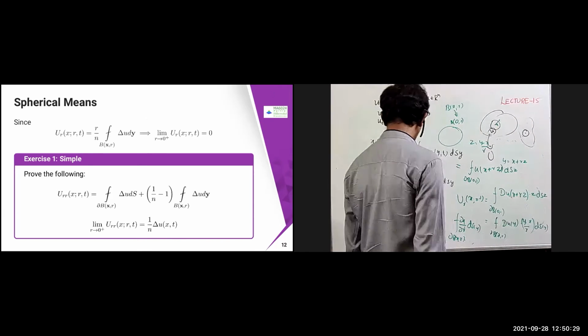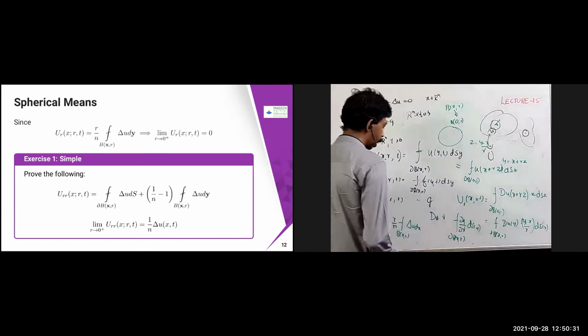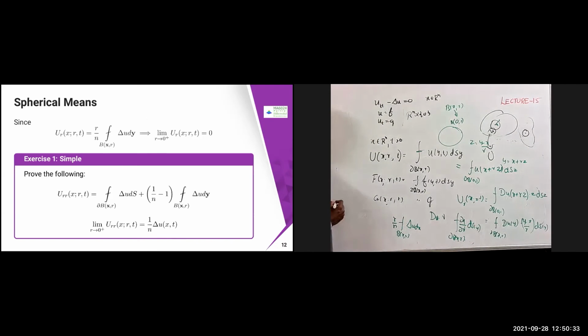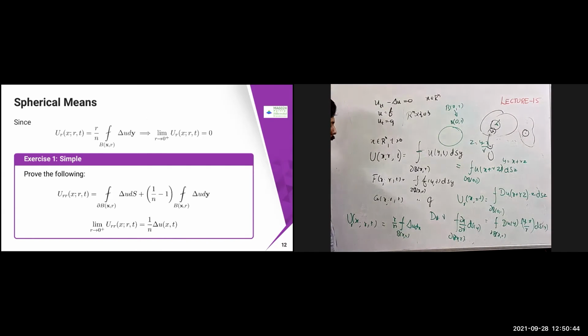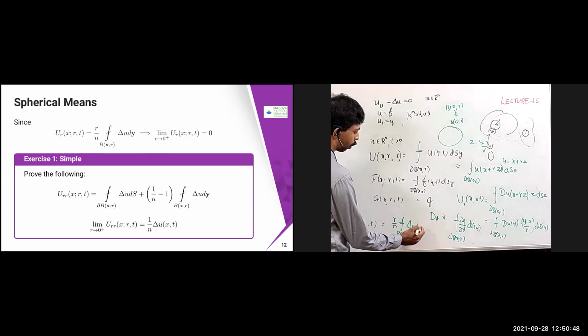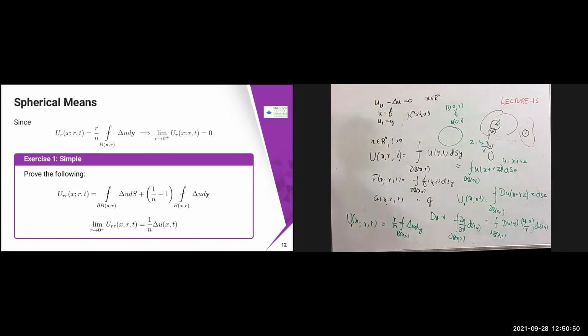Another part I'm leaving as an exercise. So what we have proved is that u_r of x comma r comma t is nothing but r by n into the integral over B of x comma r of Δu dx. Whether you put y or x doesn't matter, because it's a dummy variable. Now what is going to come? I'm going to apply the limit on both sides, limit r tends to 0 plus, on both sides.